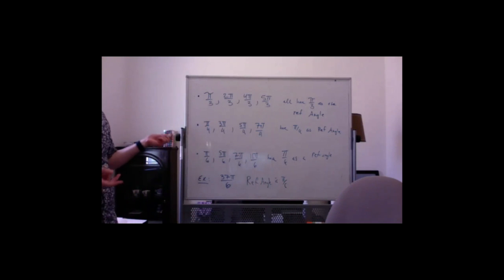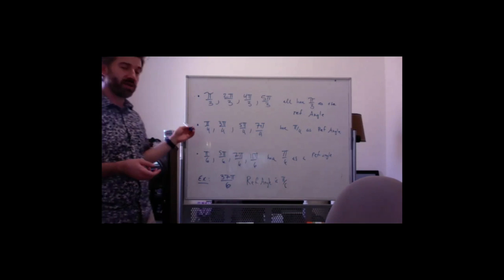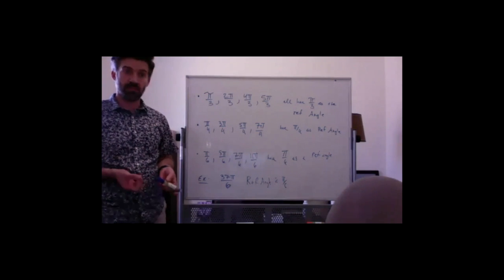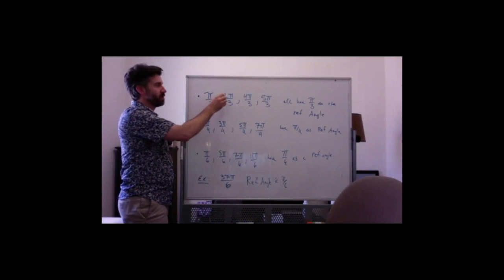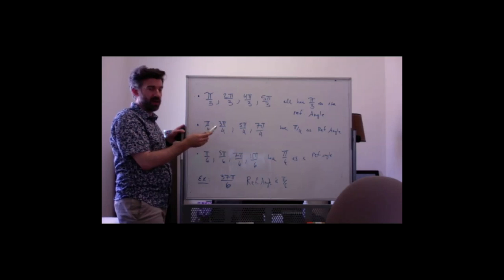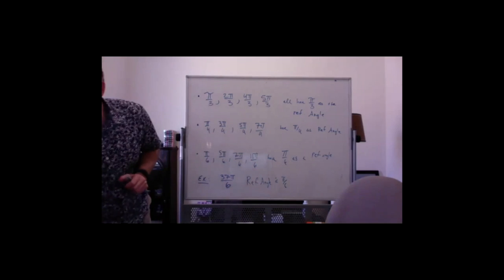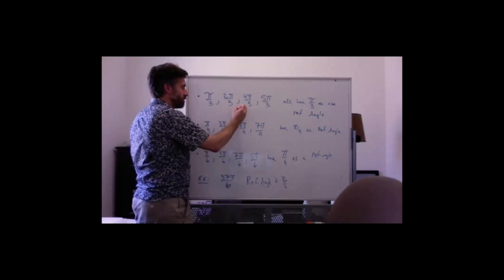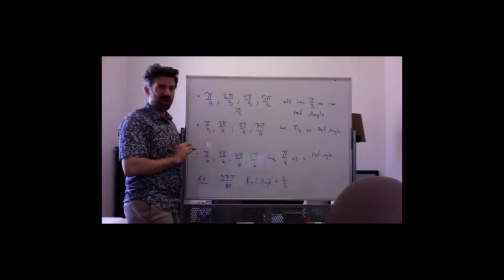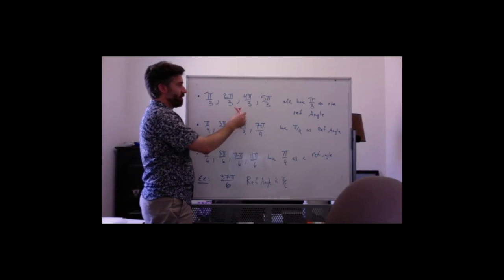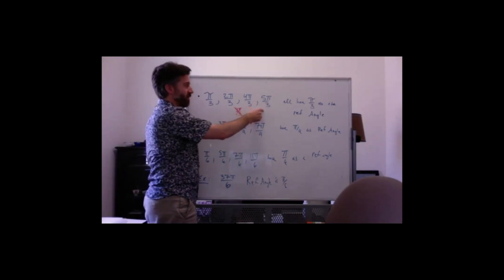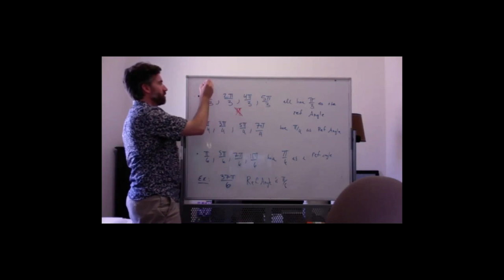The other nice thing about this list is that they go in order by what quadrant they're in. So 1 pi over 3 is in quadrant 1. 2 pi over 3 is in quadrant 2. 3 pi over 3 reduces, so we don't care about it, right? That reduces to just pi, it's quadrantal. 4 pi over 3 is in quadrant 3, 5 pi over 3 is in quadrant 4.